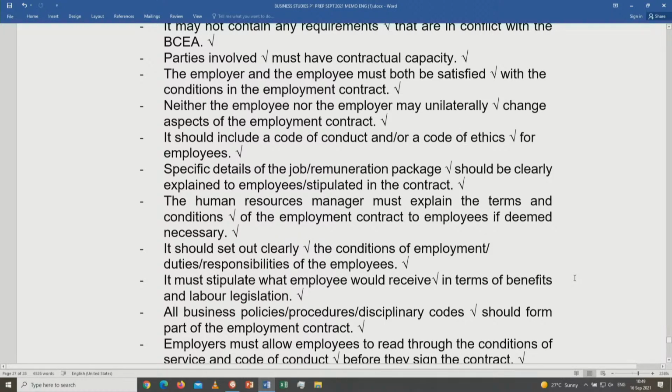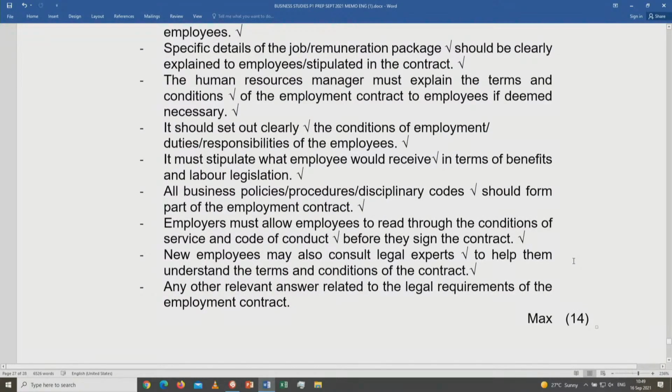So these are some of the responses that we are expecting from the candidates, but the bottom line is they've got to do with the legal requirements. And you must be careful when you mark this, because most of the time learners tend to confuse this with aspects that should be contained in an employment contract. We are not talking about the details of an employment contract here. We are talking about the requirements that would make a contract of appointment legal. We are talking about legal requirements. And the maximum there is 14.